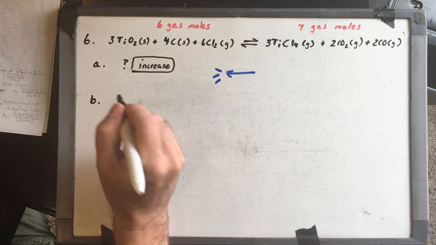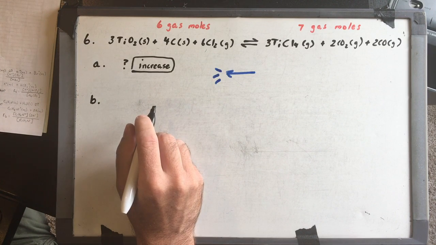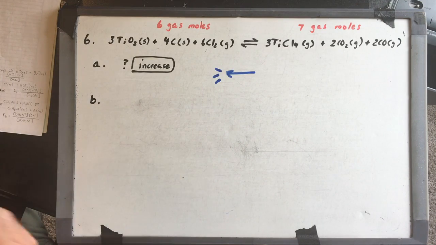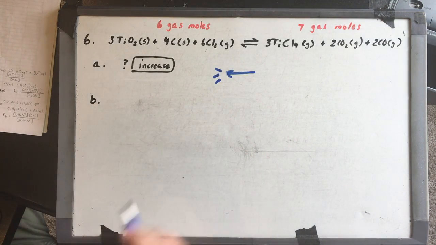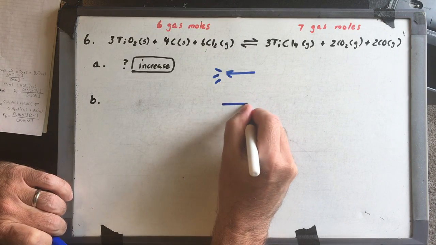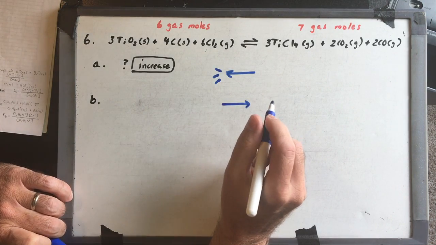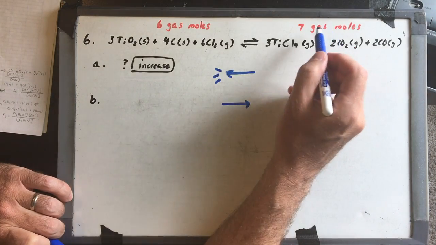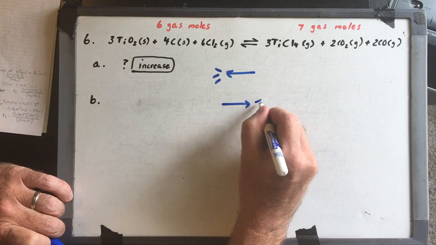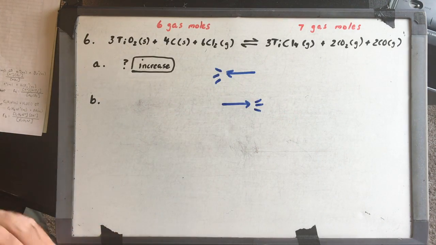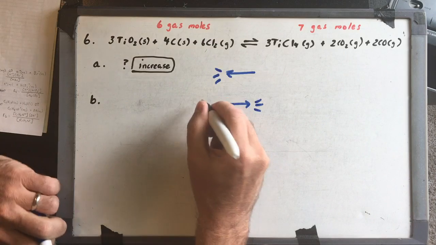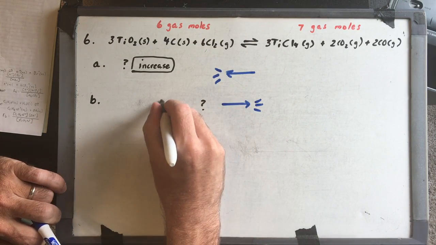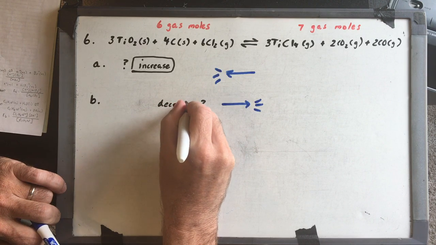All right, let's look at part B. What will happen to the concentration of Cl2 if the pressure is decreased? Well, if the pressure is raised it shifts to the right, so if the pressure is decreased, it shifts toward the side with the most gas molecules. So the question asks, what will happen to Cl2? Since it's on the back end of the hose, it would decrease.